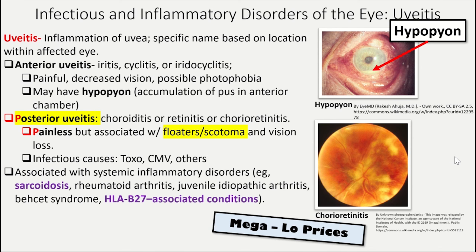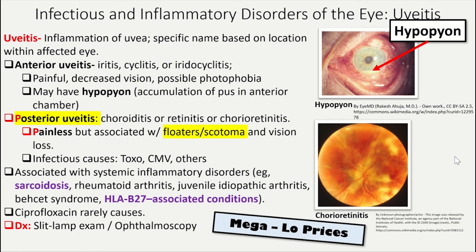There's also systemic inflammatory disorders that can cause this, like sarcoid, rheumatoid arthritis, juvenile idiopathic arthritis, Behçet syndrome, and HLA-B27 associated conditions like IBD, like ankylosing spondylitis, etc. Ciprofloxacin can rarely cause uveitis. The diagnosis is via slit lamp exam and ophthalmoscopy, fundoscopy. Treatment is referral to ophthalmology for management in the ED.